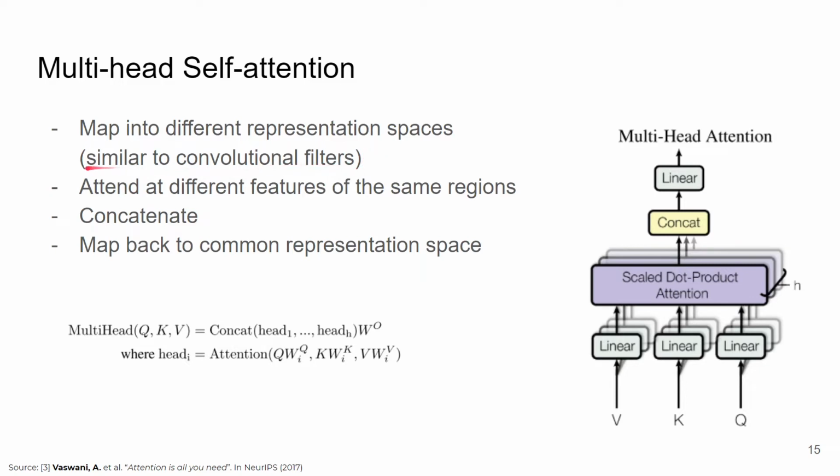Similar to what we did with convolutional filters. If you recall, one single convolutional layer had maybe 32 convolutional filters, and we would apply these filters over the image, resulting in 32 different outputs for that convolutional layer. Here we're going to do something very similar. We're going to map the input to different representation spaces and perform attention there, so we are able to attend to different things in the same regions, right? Then we're going to concatenate the output, and we are going to map it through a linear transformation back into the common representation space. Okay, no problem here.